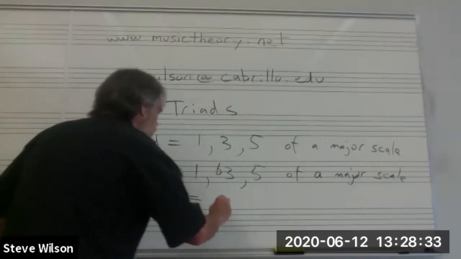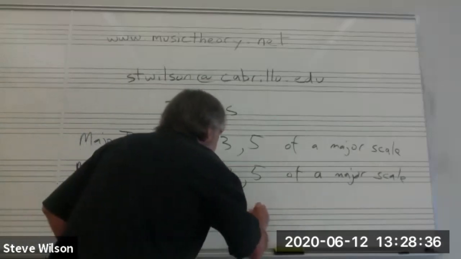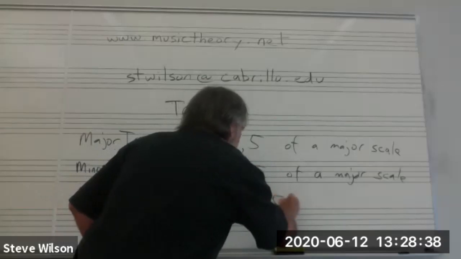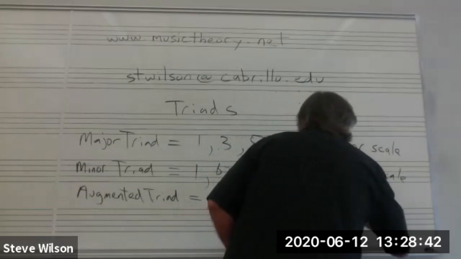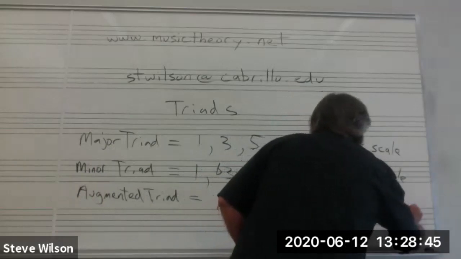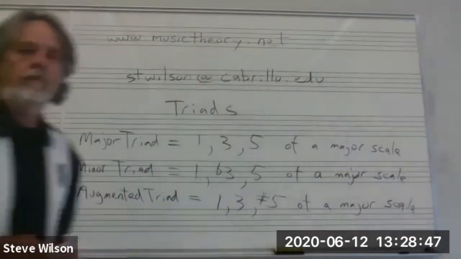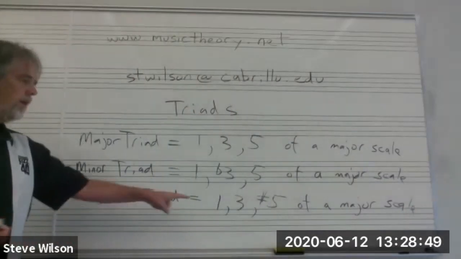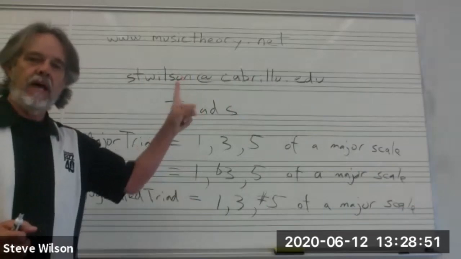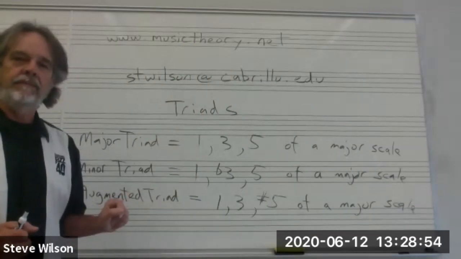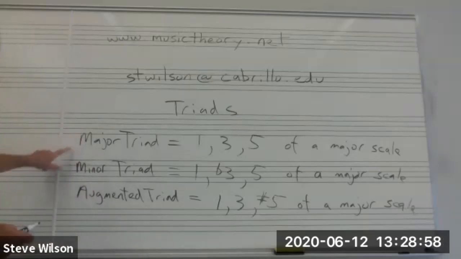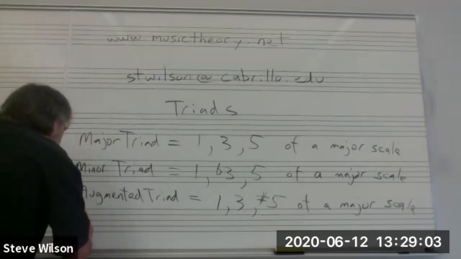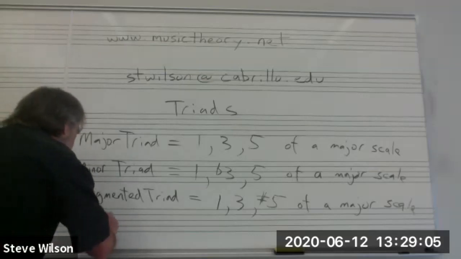And that equals 1, 3, and a sharp 5 or raised 5 of the major scale. So 1, 3 of the major scale, and you sharp the 5. You raise it by a half step. Okay, and in a minute I'll give you some examples of these. Major triad, minor triad, augmented triad, and then the fourth triad is something called a diminished triad.